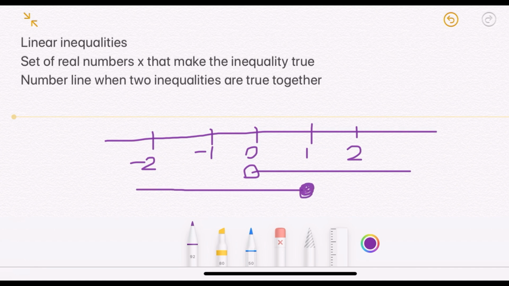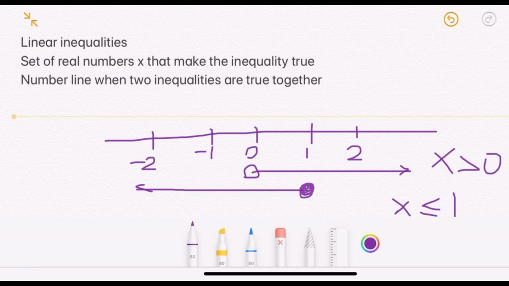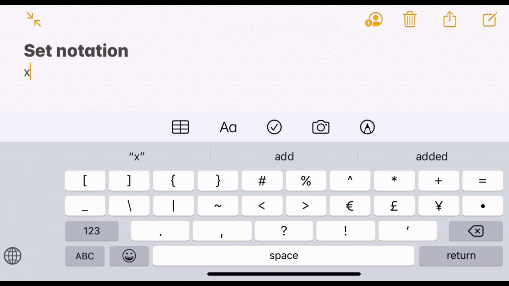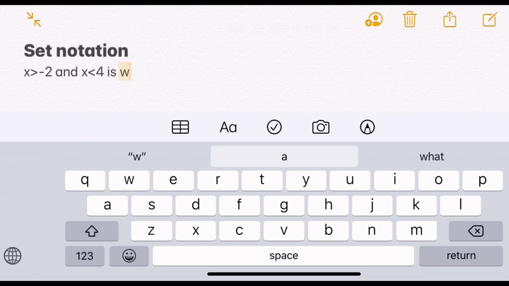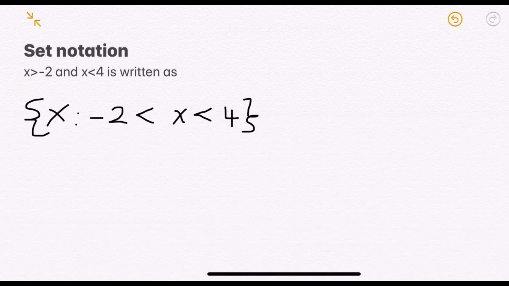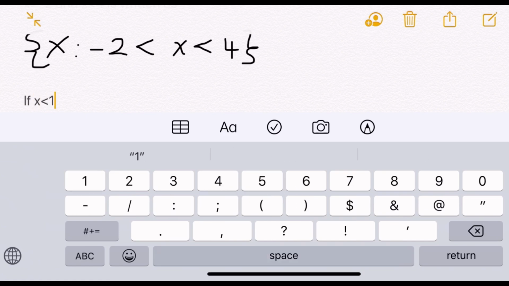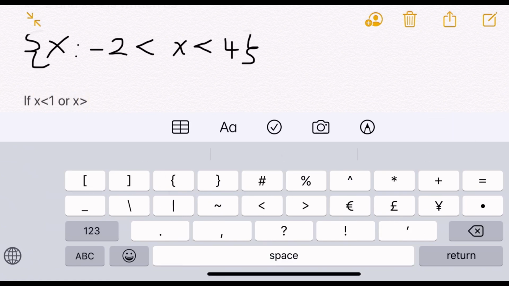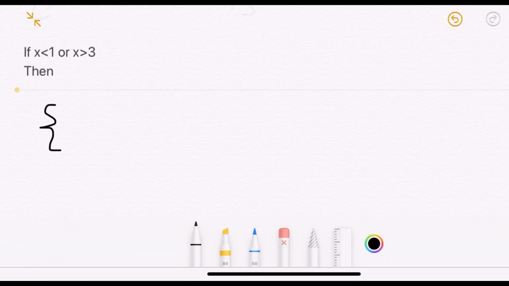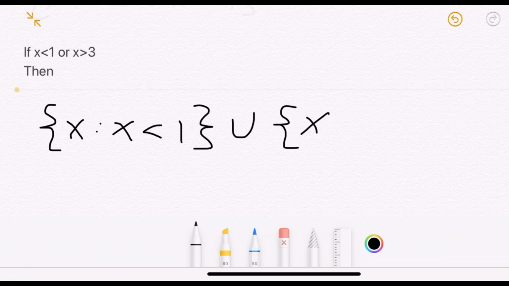If x is bigger than 0 and x is smaller or equal to 1, then we'll take the parts where they intersect, which is x is bigger than 0 and x is smaller or equal to 1. Sometimes the question might ask you to express your answers in set notation. Then if x is something something and x is something something, then we're trying to find their intersection on the number line. And if x is something something or something something, then we're trying to find their union, which is actually anything covered by these regions.